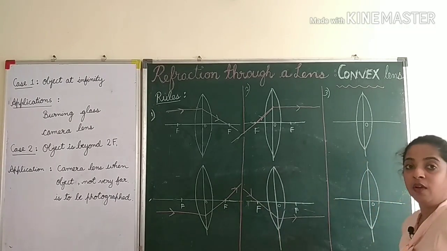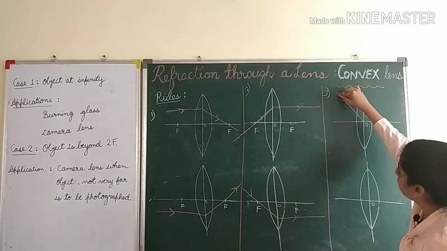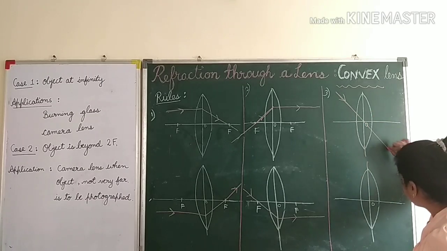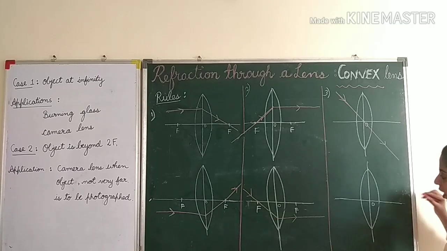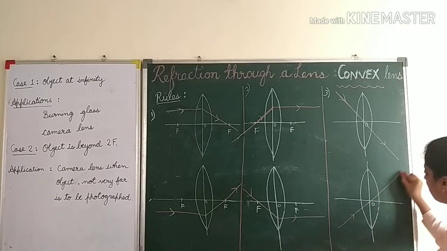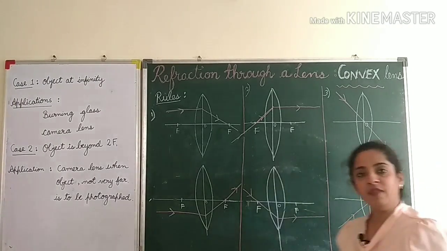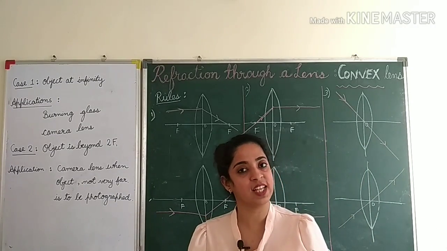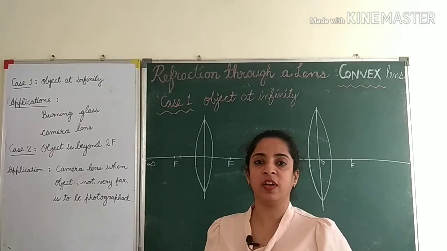Now our third rule, whenever the incident ray passes exactly through the optical center, passes directly here, then after refraction it will pass undeviated. It will pass as a straight line. There will be no bending of light. See here, if the incident ray exactly falls on the optical center, it will pass undeviated. Following these three rules, we will now draw ray diagrams for refraction through a convex lens when objects are placed at different distances. Now, let's go on to the ray diagrams.